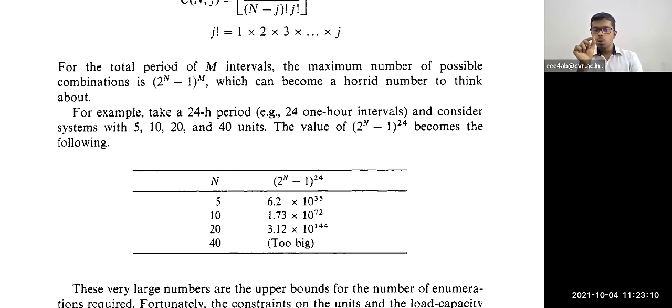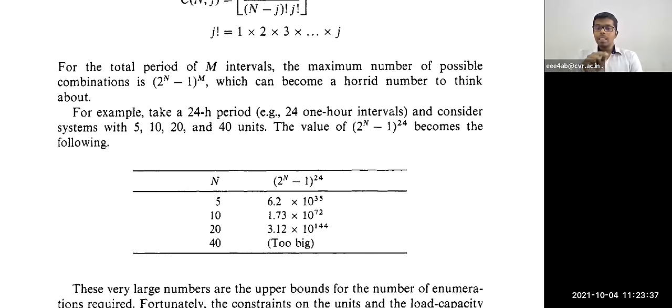That is 6.2 into 1 followed by 35 zeros that you need to add. So that many combinations you need to go for with 5 generating units. For 10 generating units, 1.73 into 72 zeros, you need to add 72 zeros. So that many combinations you need to go for with 10 generating units.